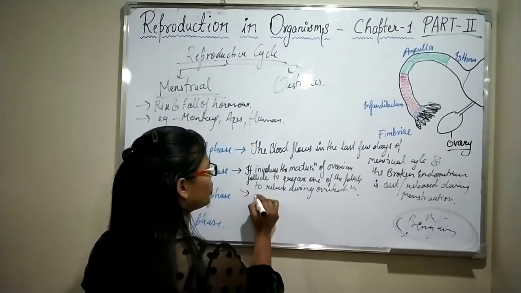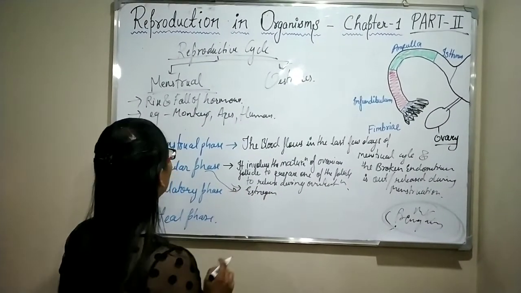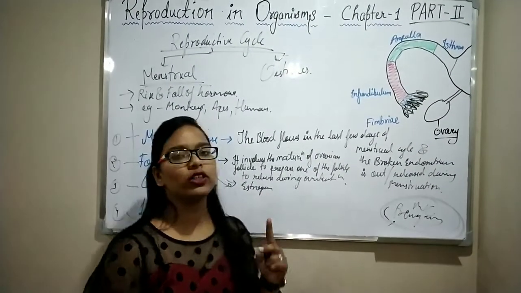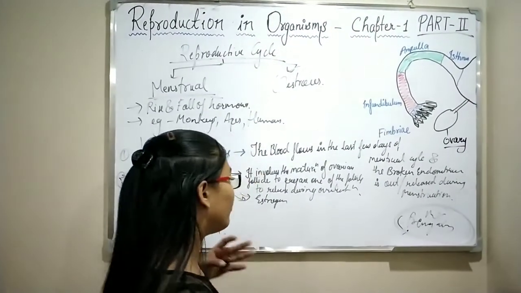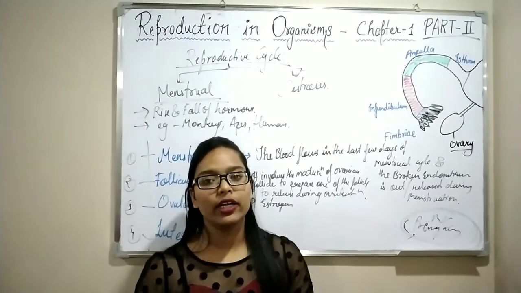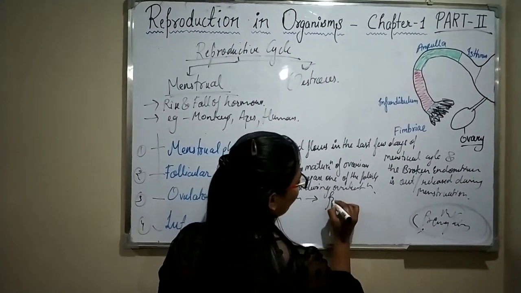One more point, estrogen. In the follicular phase, estrogen causes the lining of the uterus to grow. So it is growing, so it is also known as proliferative phase.